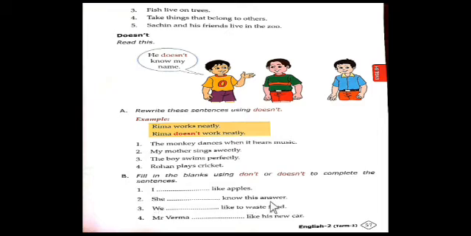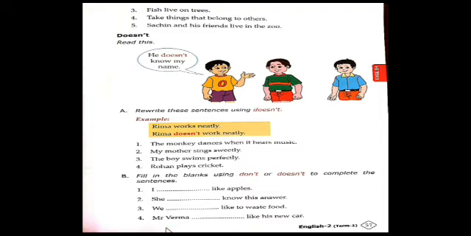Then second one. She dash know this answer. She is the third person singular. So what comes here? Yes, doesn't. She doesn't know this answer. Okay. Then third one. We dash like to waste food. We is a plural pronoun. So we must add the word don't. We don't like to waste food.